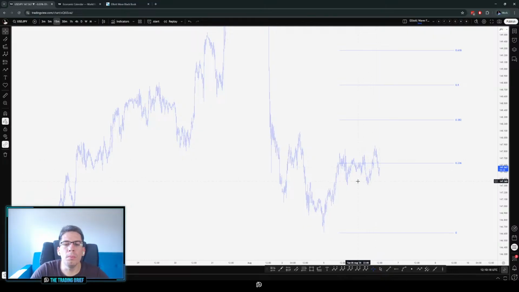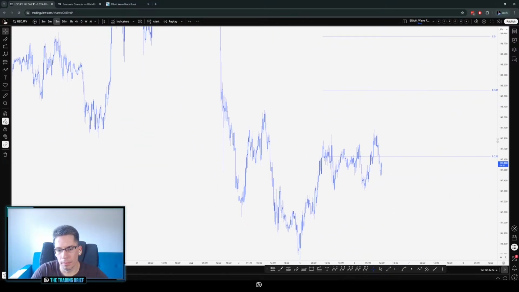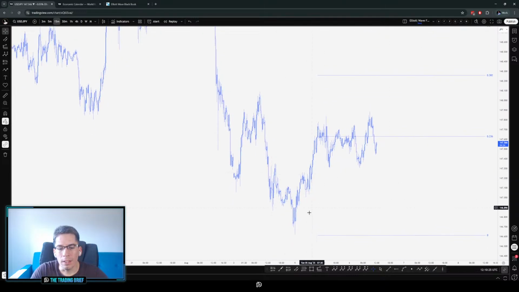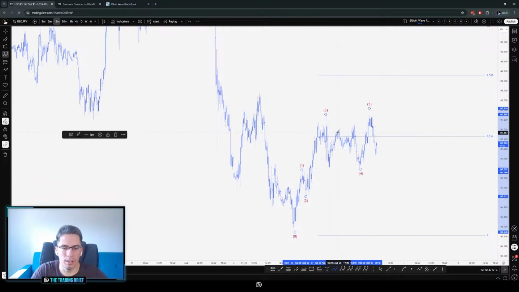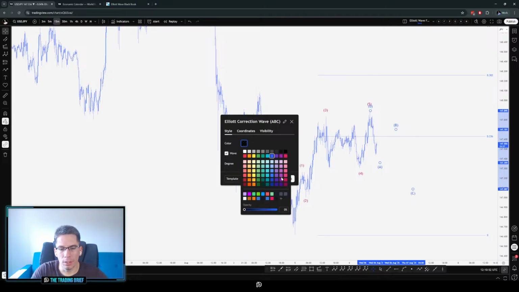If you zoom in a little bit, if you zoom in here and you start counting, you can easily count a 5-leg still here. Followed by what? Followed by A, B, C. So maybe a short term. Let me change the degree here. Matches.